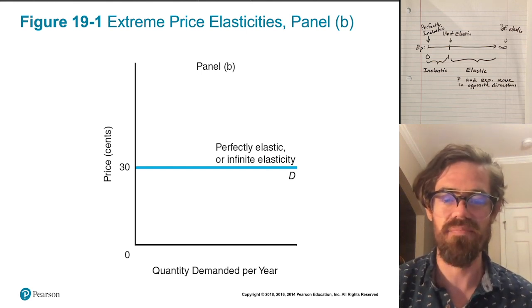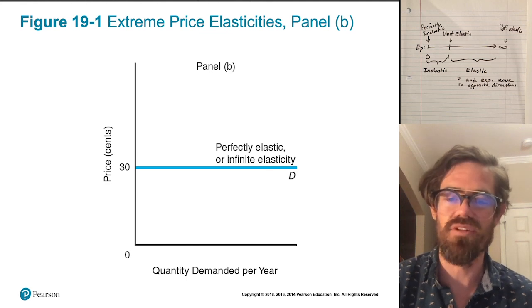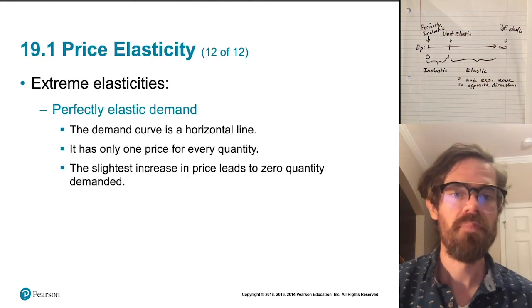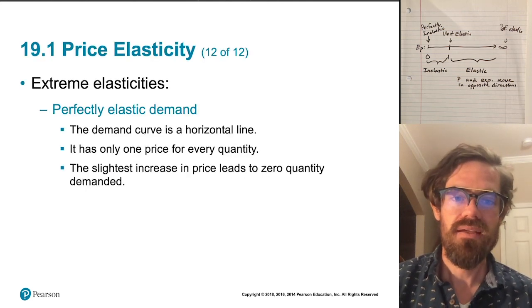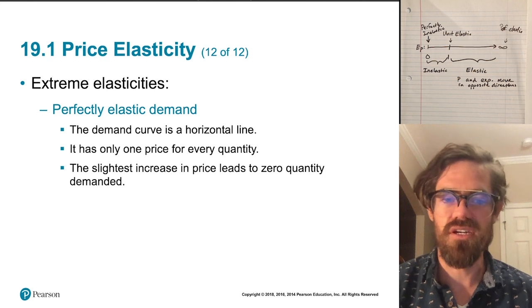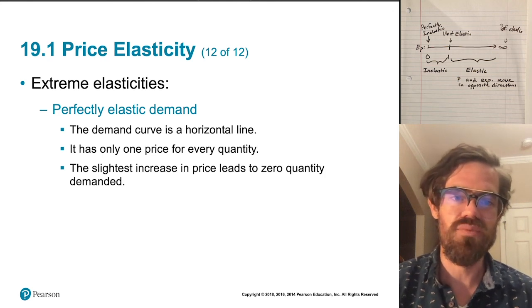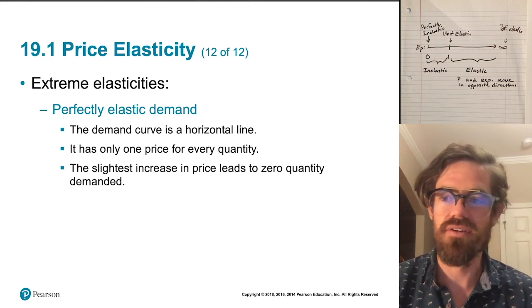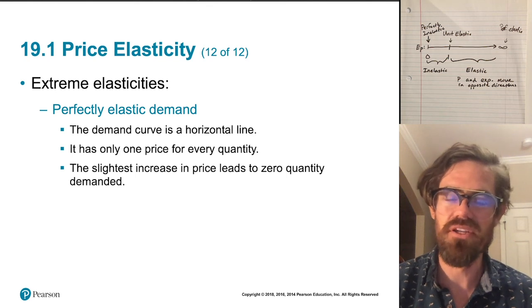So that's basically the most realistic example of a perfectly elastic good I can show you, a dollar bill. But it basically ends up being a horizontal demand curve, and it has a single price for every quantity, right? So a dollar bill should be only $1, right?